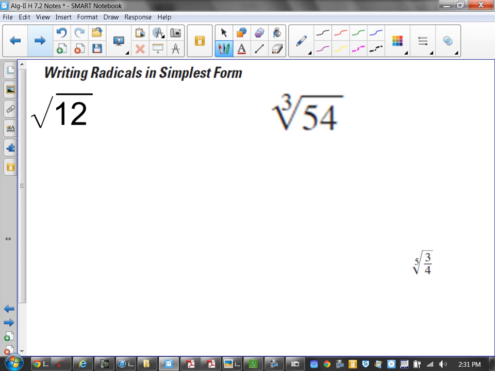Now, going back to the square root of 12, remember how we broke it out to perfect squares? 4 and a 3.